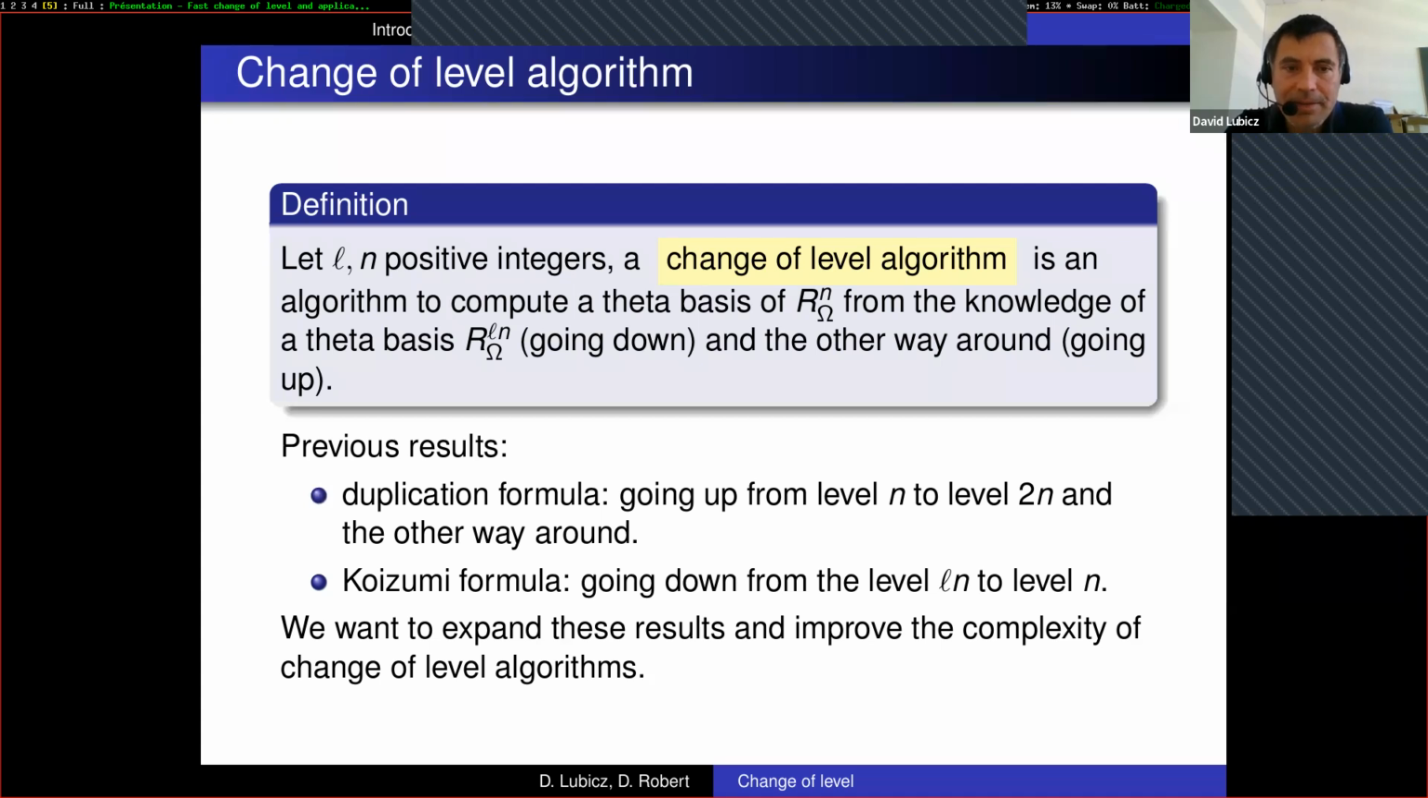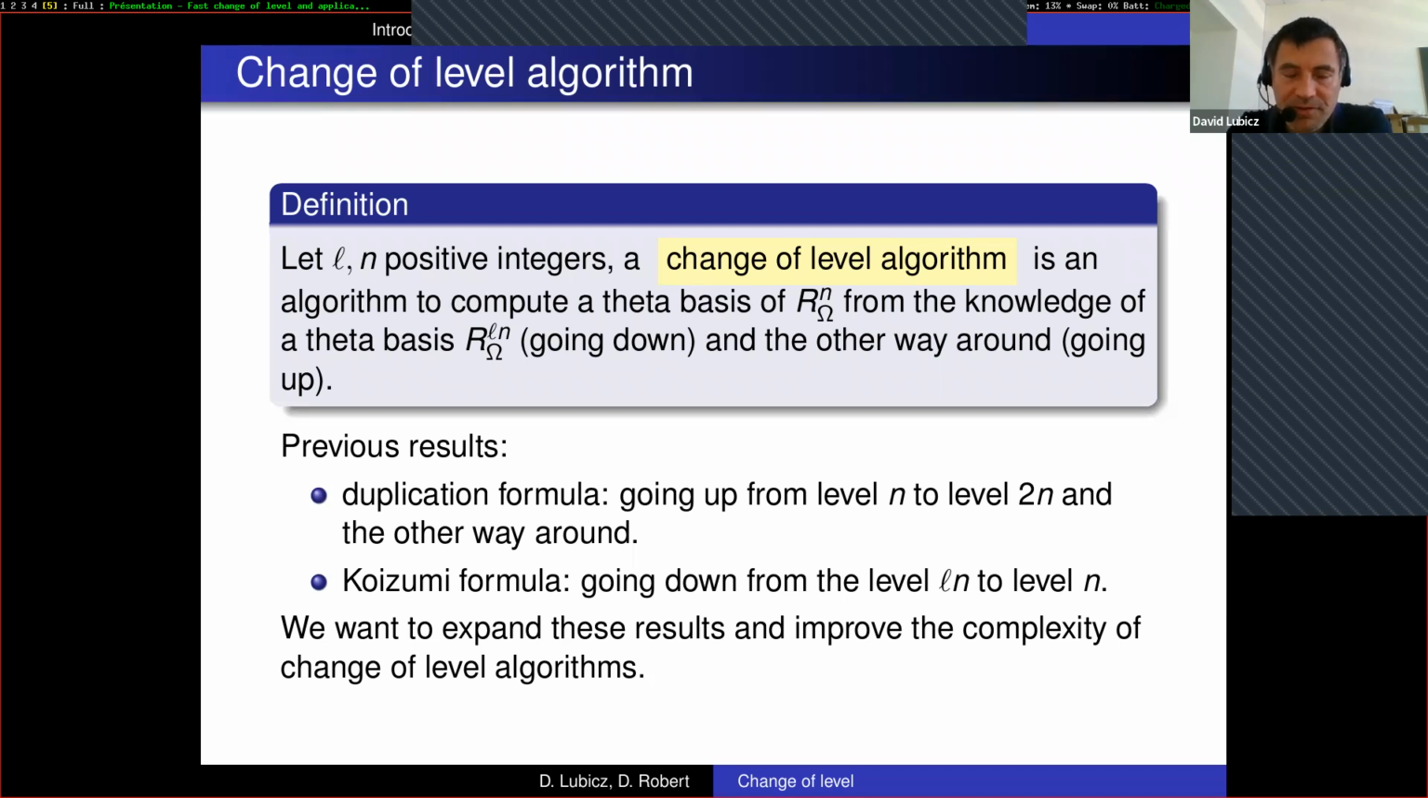Let L and n be positive integers. What I call a change of level algorithm is an algorithm to compute a theta basis of R_n(omega), the level n quasi-periodic functions, from the knowledge of the level Ln quasi-periodic functions. This is for going down from level Ln to level n, and the other way around for going up.